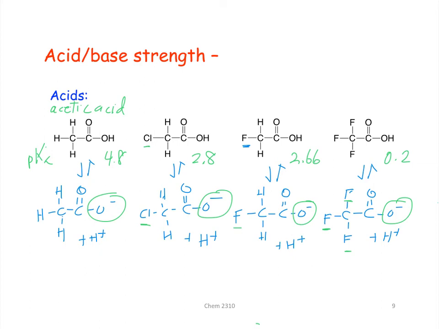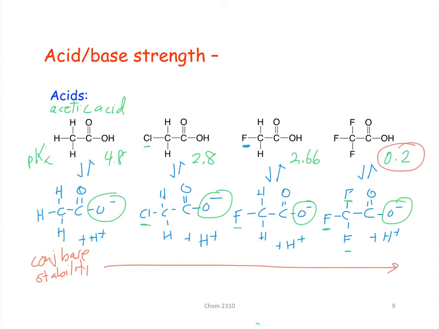Okay? So what does that mean about the relative order of stability of these conjugate bases? All right, so the conjugate base stability has to be increasing from left to right, right? Because this is the strongest acid over here.